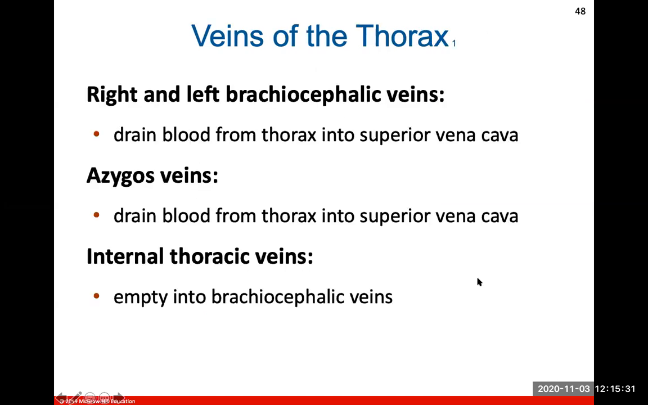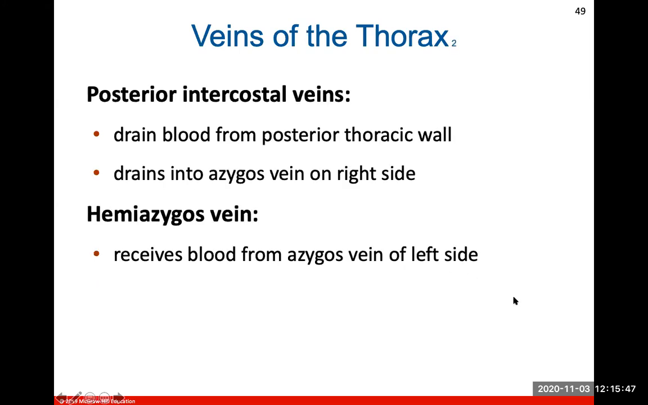Veins of the thorax: you have a right and left brachiocephalic vein, which again drain blood from the thorax to your superior vena cava. The azygous veins drain blood from the thorax into the superior vena cava, and internal thoracic veins will empty directly into your brachiocephalic veins. You have posterior intercostal veins on the posterior thoracic wall. They'll drain into the azygous vein.